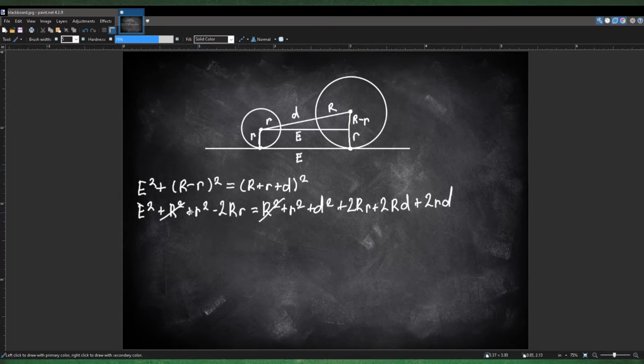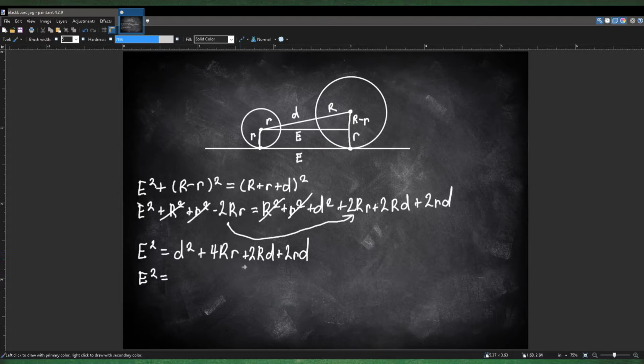So big R squared, small r squared, and this one would go over here. So that means our e squared is going to simplify to d squared plus a 4 now, because we added the 2 big R small r from this side, plus 2 big R d plus 2 small r d. Okay, and I'm going to rewrite this such that it looks a little bit easier to simplify. So we're going to put a d squared here and 2 small r d, then plus 2 big R d plus 4 big R small r. So I just moved it around. I just moved this one to this side. This one stays the same, and then this one moves over to here. I just switched those two positions.